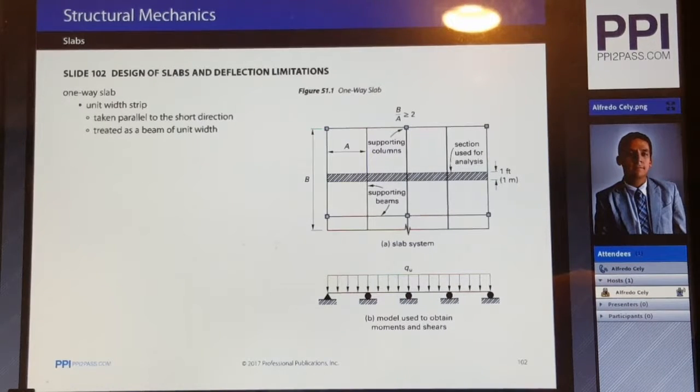You will see figure 51.1 from SERM that shows us a detail of a one-way slab. Note how the width of the slab is small compared to its length. That's why this slab carries loads in one direction. A one-way slab has a unit width strip that is taken parallel to the short direction, and the unit width strip is treated as a beam of unit width.